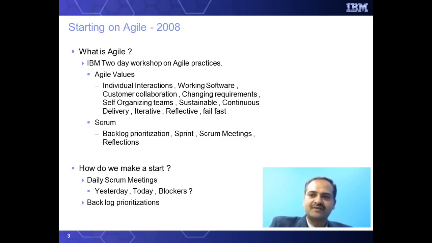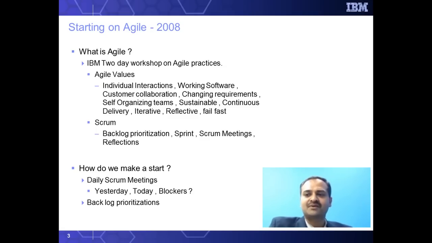Self-organizing team refers to a team which takes decisions for itself. It does not require command and control, and collaborates and communicates extensively amongst itself to achieve the common goals. It's important for this team to maintain a sustainable pace and deliver in an iterative fashion. To ensure that the team is really doing what needs to be done in an efficient manner, it's important to have regular reflection meetings on what went well and what can be improved going forward.